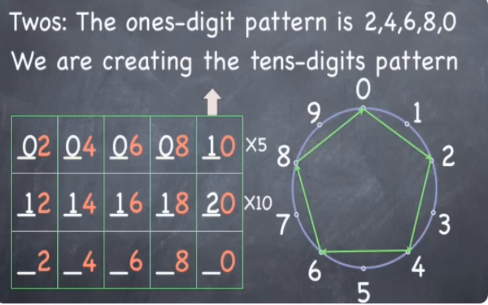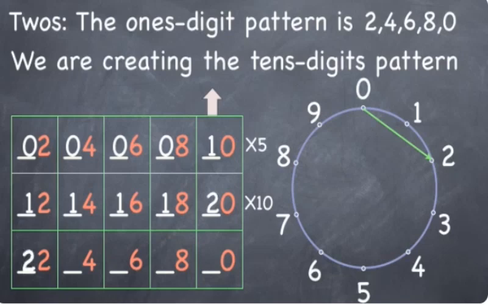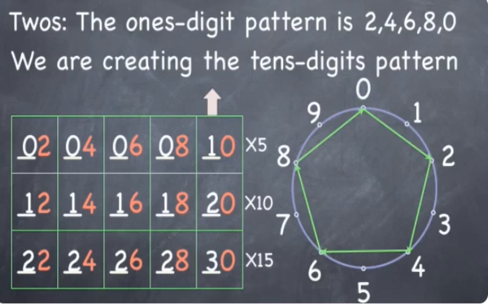The pattern is clear, and the next row is 2, 2, 2, 2, and up to 3, creating 22, 24, 26, 28, 30, which is 15 times 2. Can you see how we could continue the twos pattern as long as we want? I hope that makes sense.